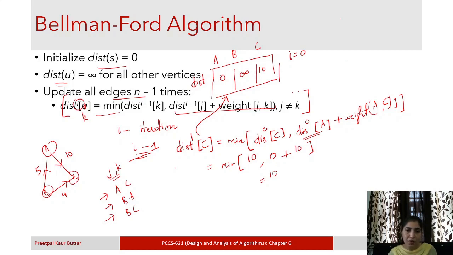Okay, and if you consider B to A, your destination is A. So we are calculating the distance to A from B to A. Okay, so the distance of A is 0, the distance of B is infinity, and B to A is 5. So again, this will not change. It is already the minimum, it is already 0, so it will stay 0.